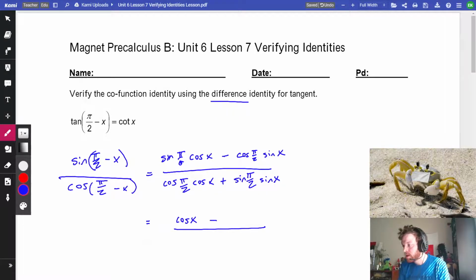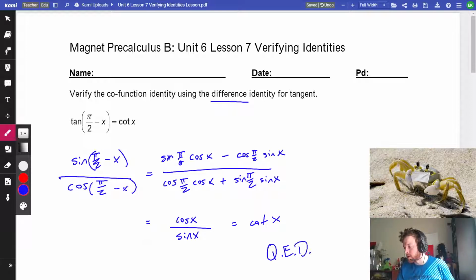Cosine of pi over 2 is 0. That is the x-coordinate at pi over 2. That's 0. 0 times sine x, that's just 0. Cosine of pi over 2, that's 0. Plus sine of pi over 2, that's 1, times sine x. We are done. QED. Quite easily done. Quod erat demonstrandum. Cool. Right?